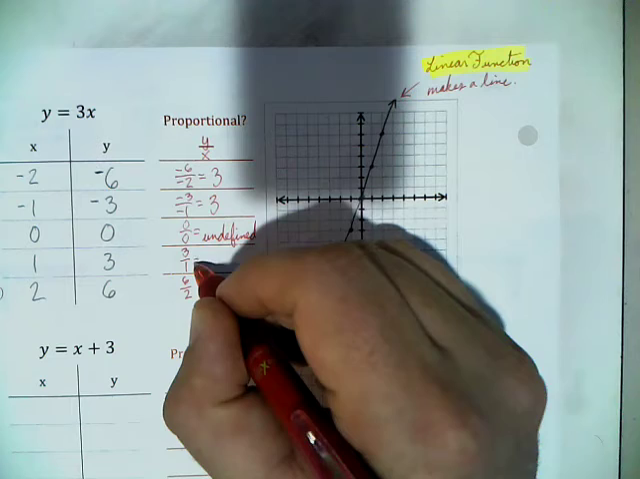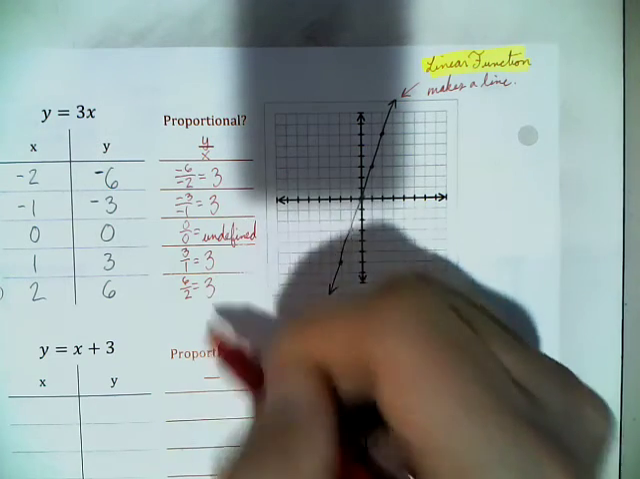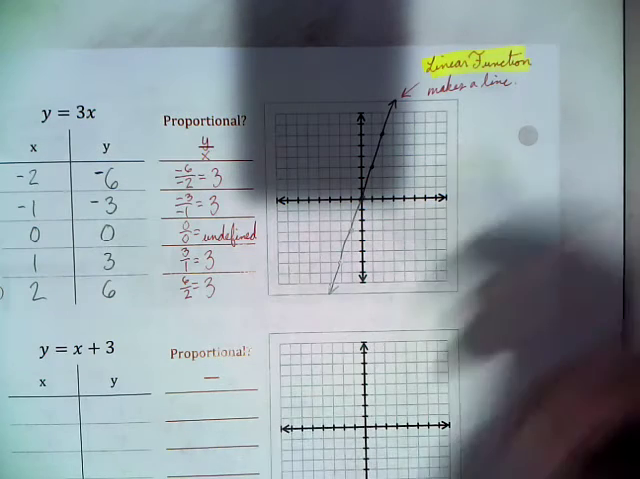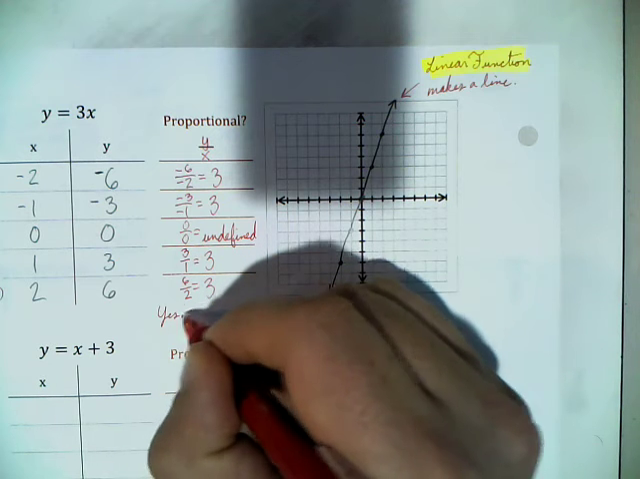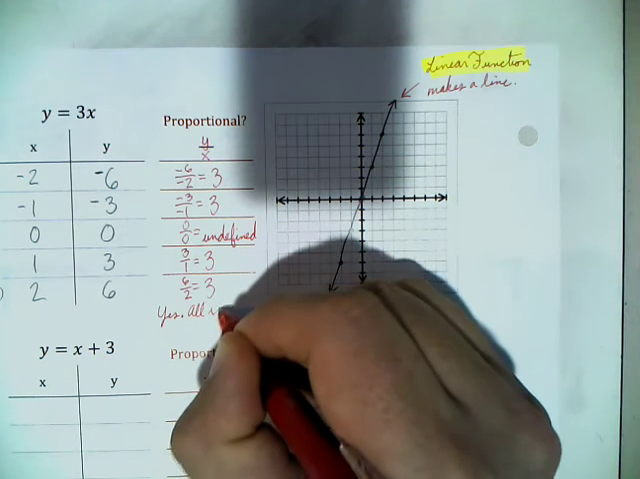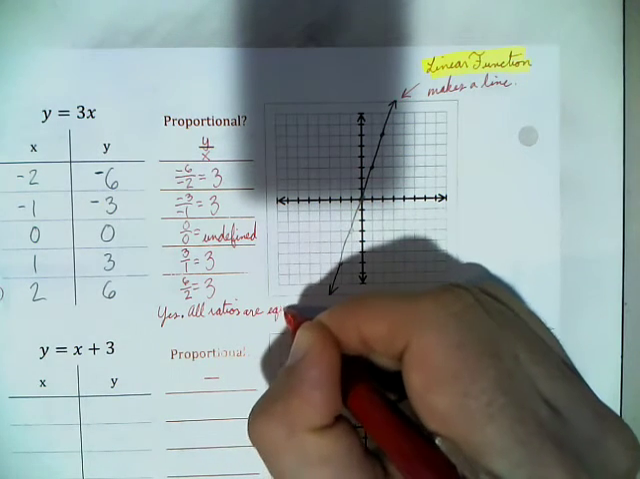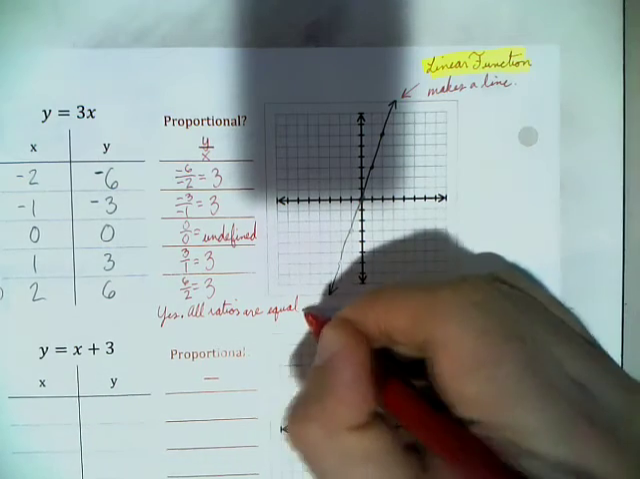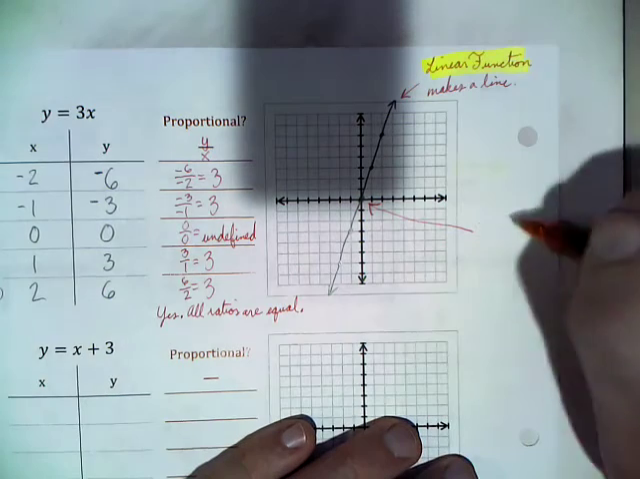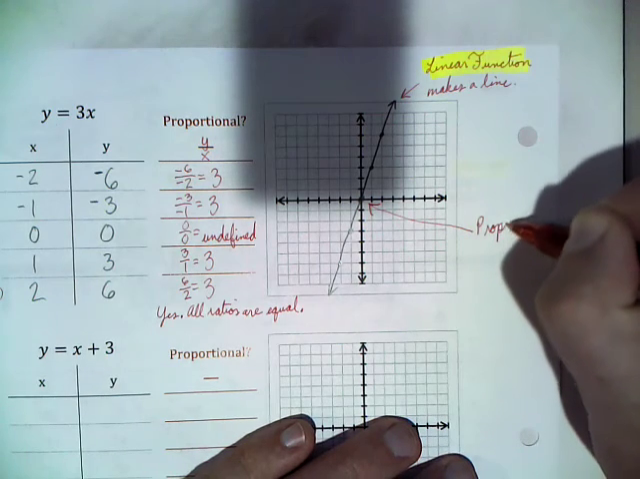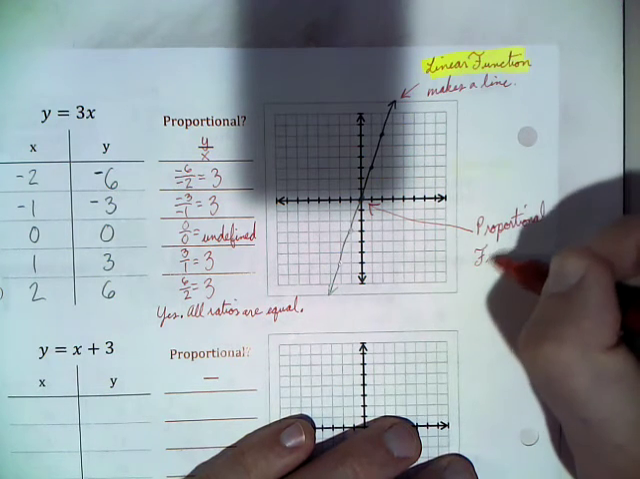Down here now, 3 over 1. 3 divided by 1 is 3, and 6 divided by 2 is 3. So we can see that each one of these ratios is equal, and so that is the definition of a proportion. So yes, all ratios are equal, which means that this function right here, this graph, is a proportional function.